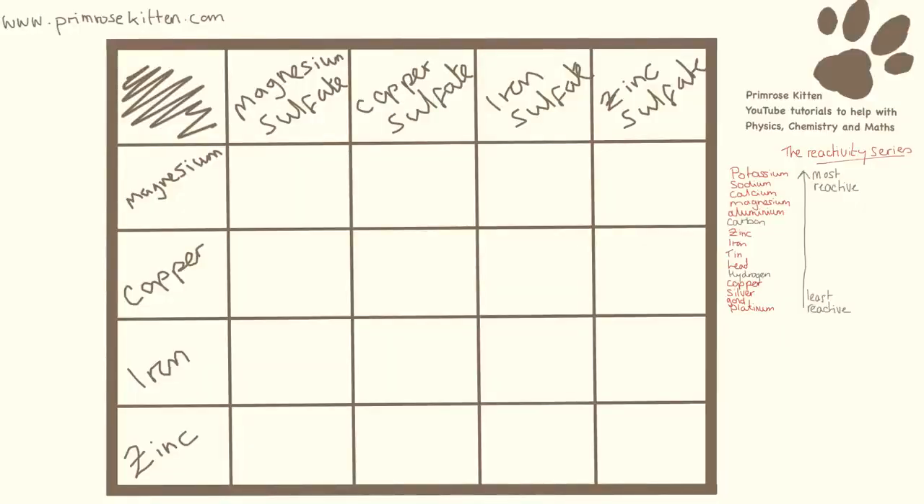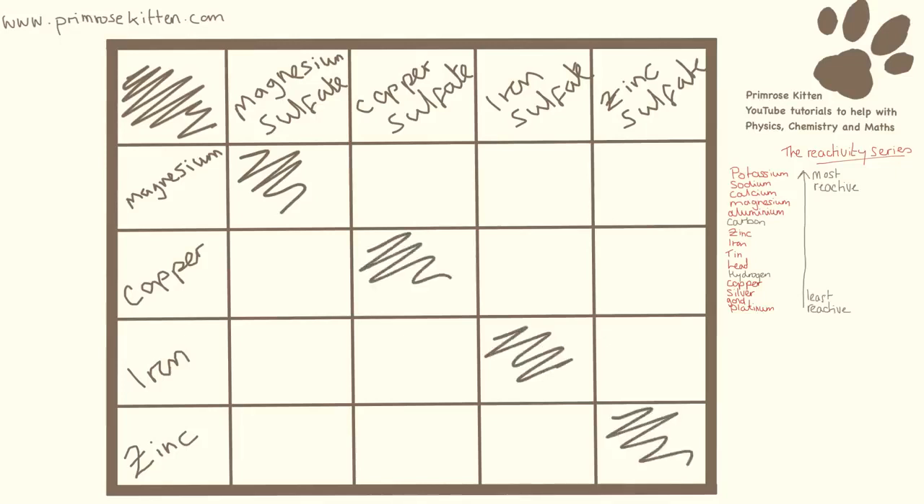So here we have our results table, and when we mix the metal with the metal sulfate of the same metal, we are not going to have anything happen, so I'm just going to cross those out. Now magnesium, we can see over here, is much more reactive than anything else. So the magnesium is going to want to keep the sulfate for itself.